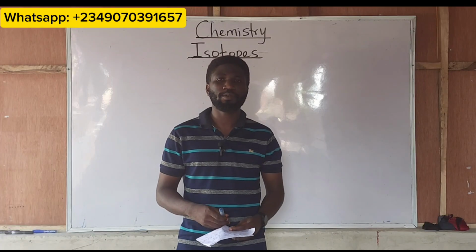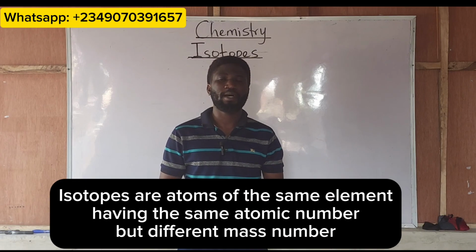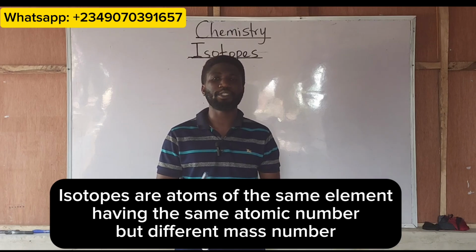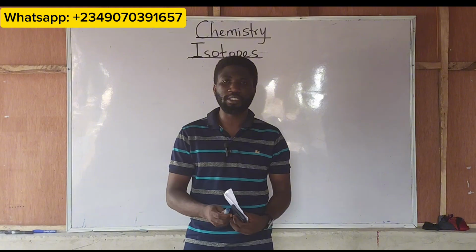By definition, isotopes are atoms of the same element having the same atomic number but different mass number. Let's look into this example.